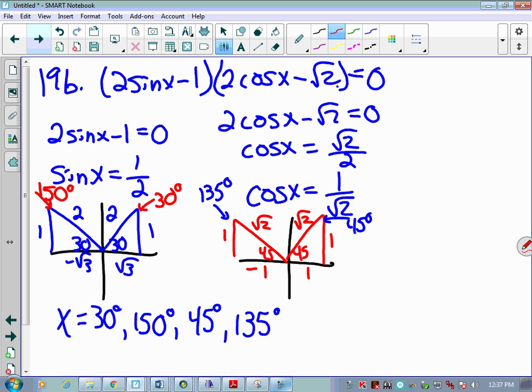30 divided by 180, that fraction is pi over 6. 150 divided by 180 is 5 pi over 6. 45 divided by 180 is pi over 4. And 135 divided by 180 is 3 pi over 4. Let's check those.